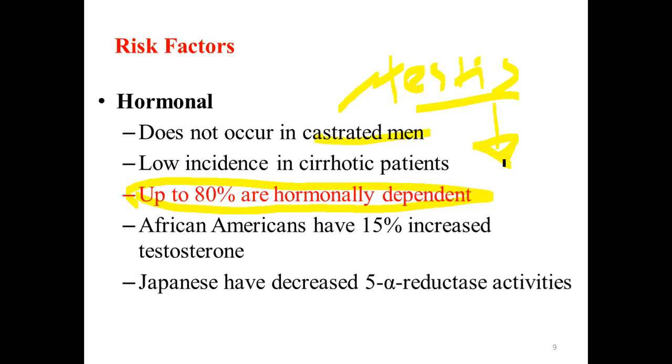But if they undergo castration, it means their reproductive fertility is not possible afterwards. Then do you know it is low incidence in cirrhotic patients? Cirrhosis normally suppresses the hypothalamus-pituitary-gonadal axis, so it reduces the level of androgen or testosterone mainly. In such a way, the incidence of prostate cancer is usually very low if someone is having liver cirrhosis.